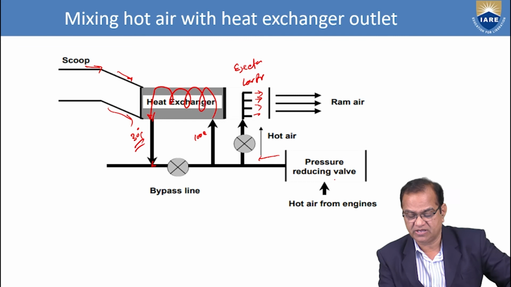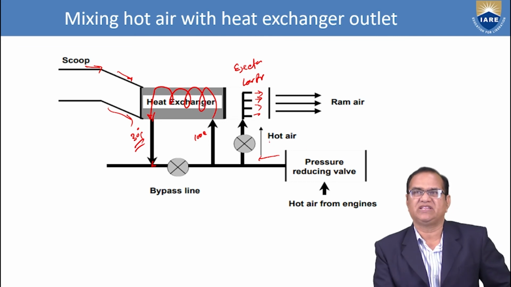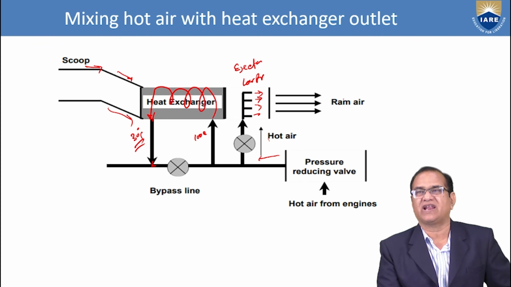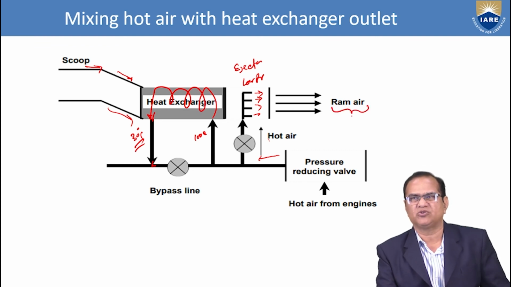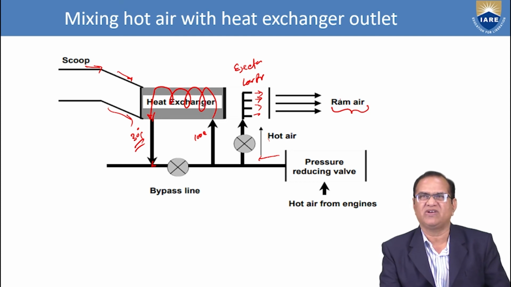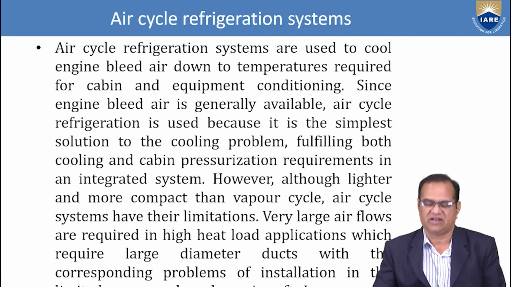That much is cooled with the help of the heat exchanger, and this flow is maintained with the help of the pressure, hot air extracted from the engine, and this is going. And here the ram air. Ram air is free air which is used in aircraft during motion. You get a sufficient amount of air. So in this way, heat exchangers are working in aircraft.